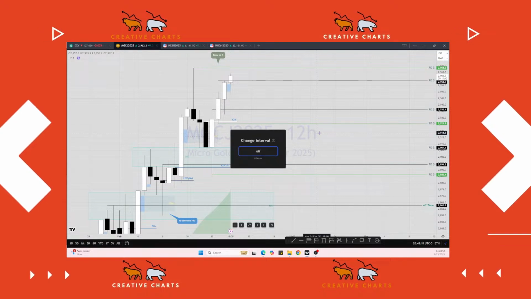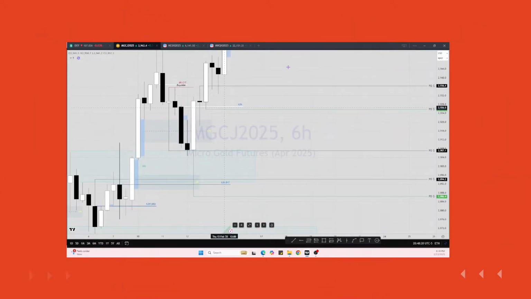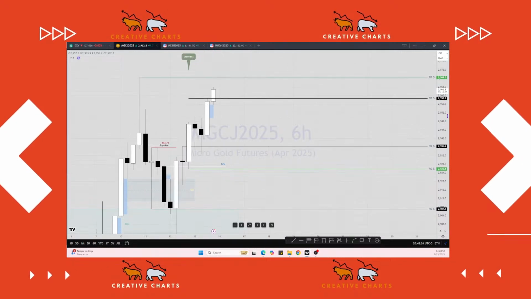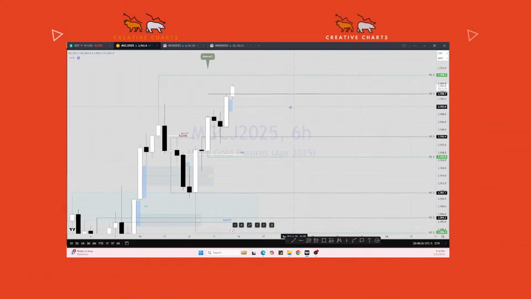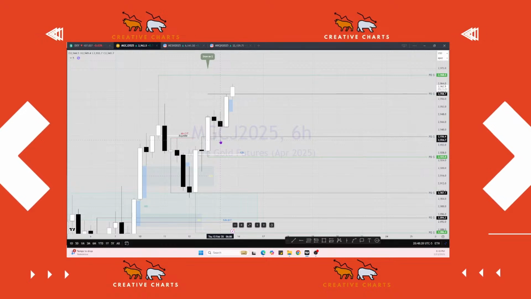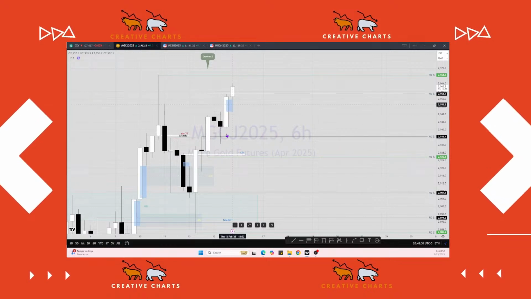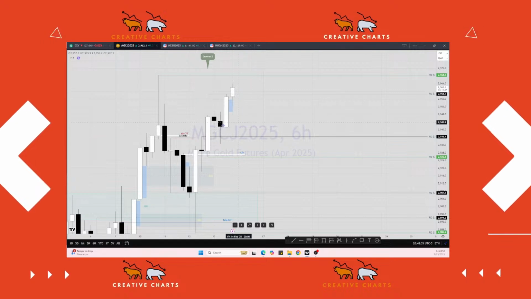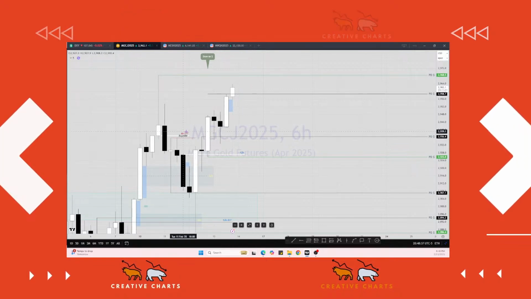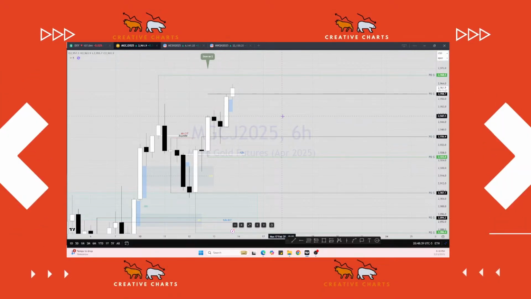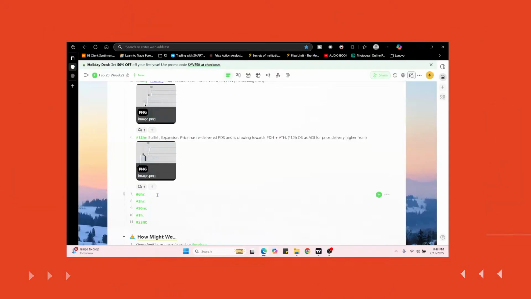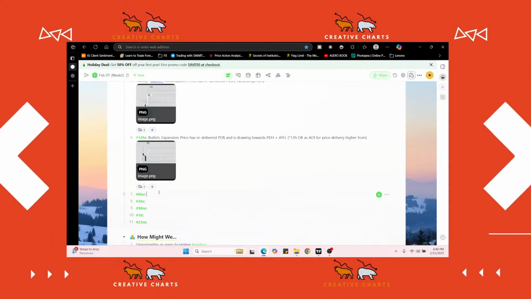6 hour. Alright. So we have that redelivery. Price redelivered the previous day, pumping higher. 12 hours sitting right here. Nothing really too crazy to look at. I'm just gonna mark that off. Dump back down to this. Same thing.